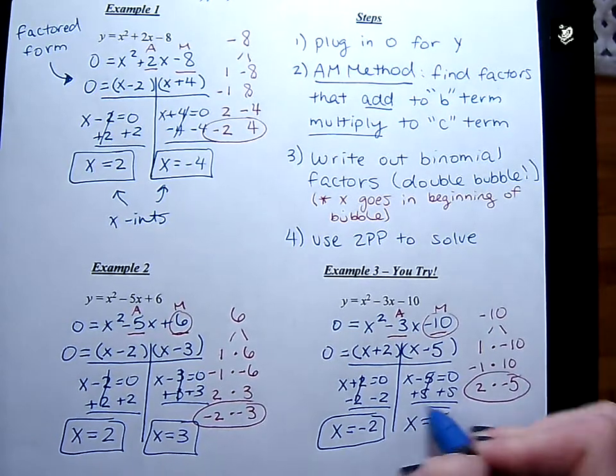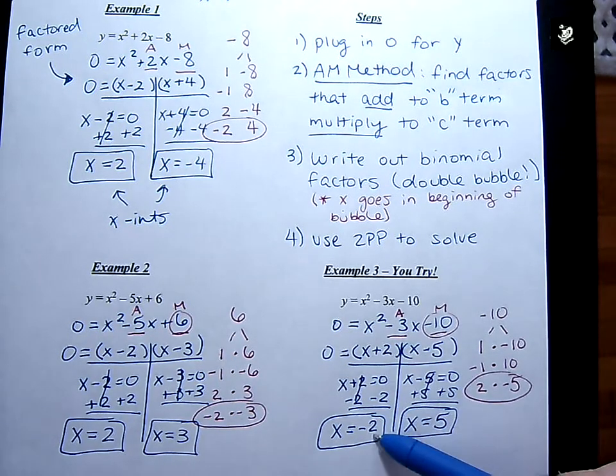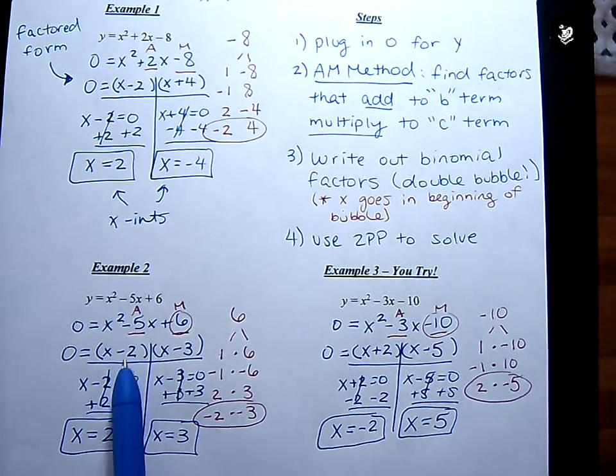And maybe you noticed by now, whatever the sign is in the bubble, when you solve, it switches to get your intercepts. So +2 became -2, -5 became +5, negative, positive, negative, positive. So if you notice that little trick, feel free to use it.